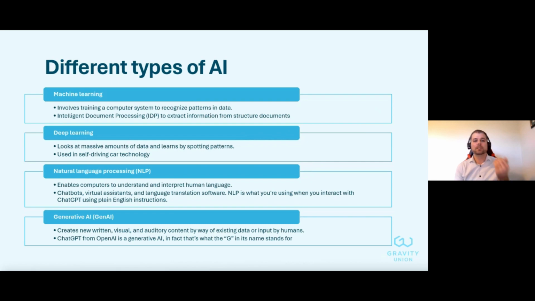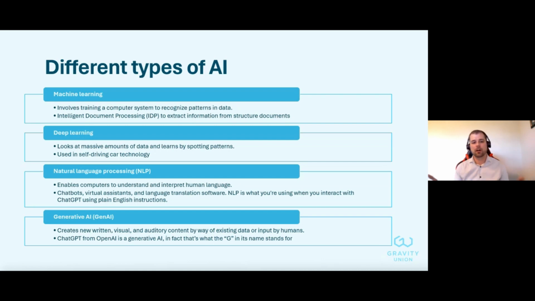Into what we're really seeing these days, which is natural language processing. So really, right, computers being able to understand and interpret human language, right? So when we're looking at virtual assistants, chatbots, translation software, right, that's what we're using. That natural language processing is what we want to be able to use to speak with that AI and have it understand not just what we're saying, but the context of what we're saying as well.